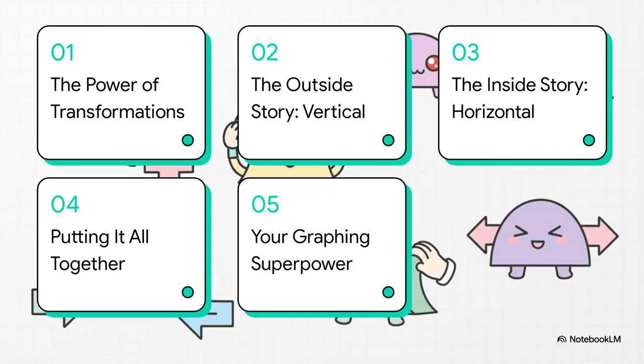Okay, so here's our game plan. We'll start with why these transformations are so powerful. Then we're going to split this up into two parts: the outside story, which is all about vertical changes, and then the inside story for the horizontal ones. After that, we'll put it all together, and by the end, trust me, you'll have a new graphing superpower.